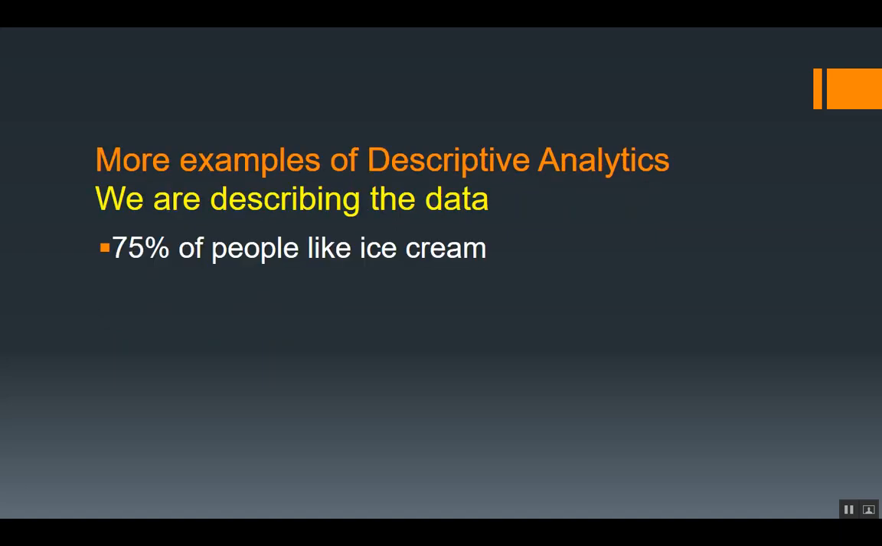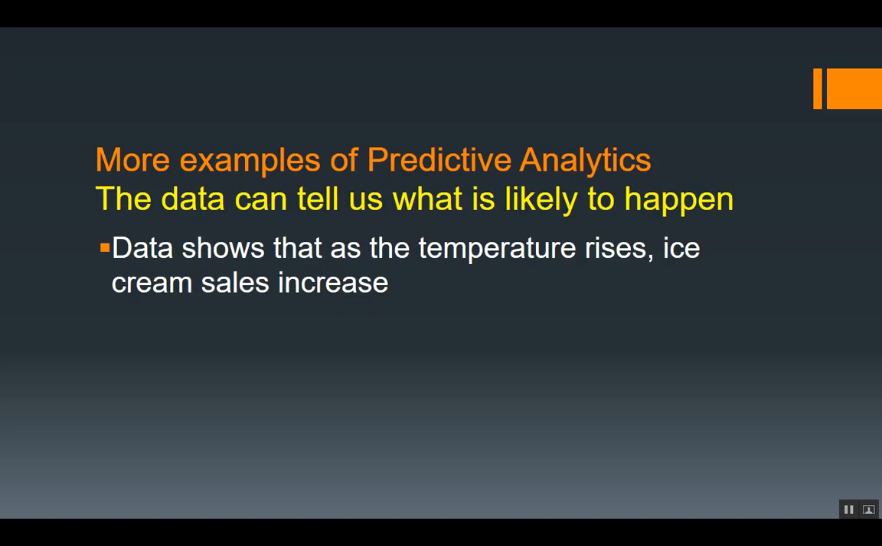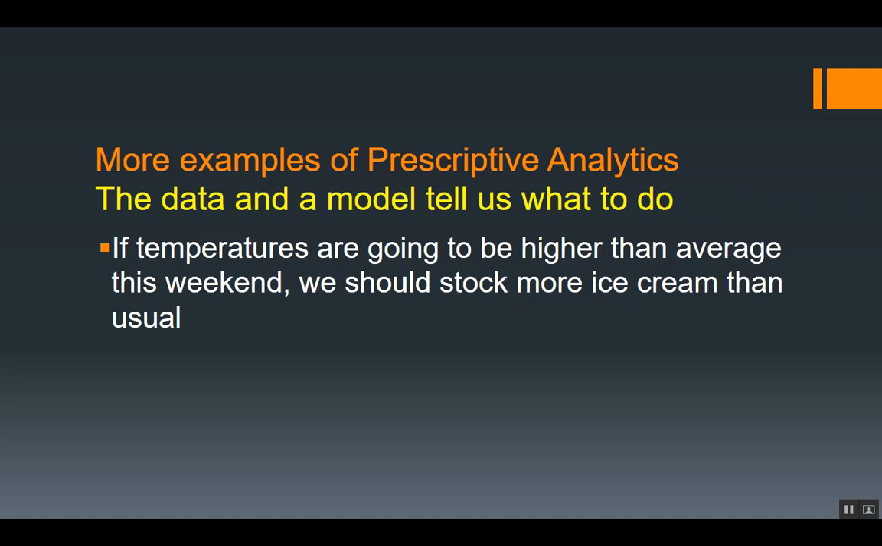So, to finish up, let's just do a few more examples of each type of analytics. So descriptive analytics, again, we are describing the data. So 75% of people like ice cream. For predictive analytics, it's telling us what's likely to happen. So data shows that as the temperature rises, ice cream sales increase. Prescriptive analytics tells us what to do. So if the temperatures are going to rise to be higher than the average this weekend, we should stock more ice cream than usual. It looked at what's happened in the past, looked at our prediction for the future, and gave us an action point.